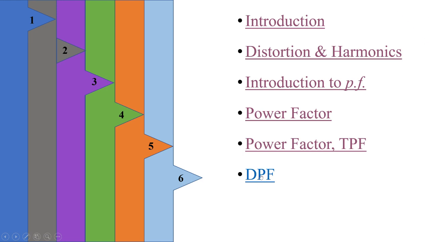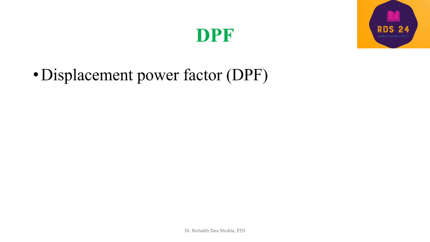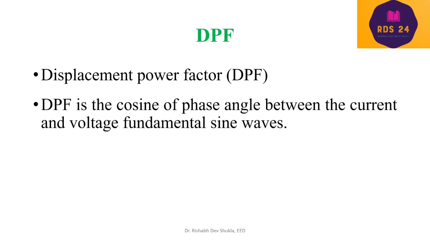Now we are going to discuss the DPF, displacement power factor. What is displacement power factor? DPF is also called the displacement power factor. Displacement power factor is the cosine of the angle between the fundamental voltage and current. DPF is nothing but the cosine of the angle between the fundamental voltage and current.